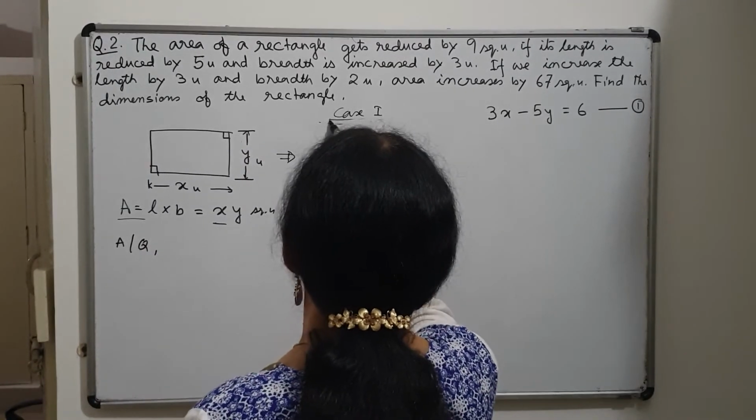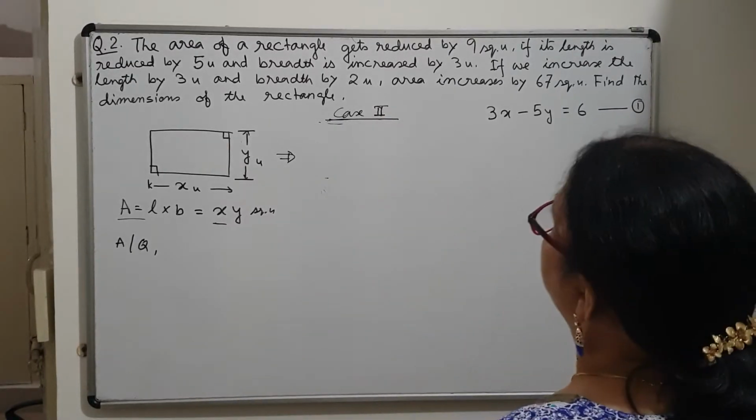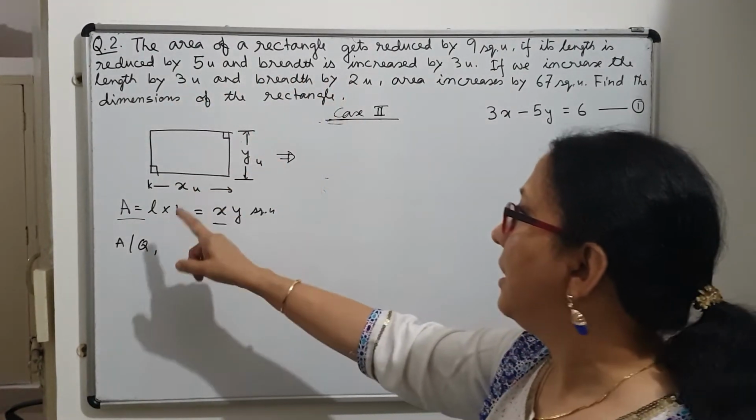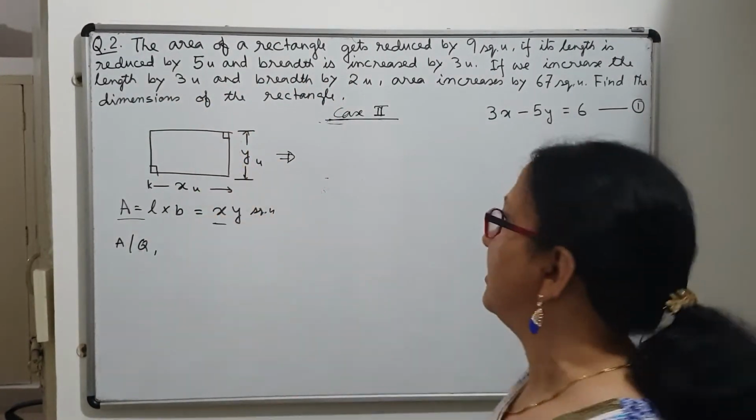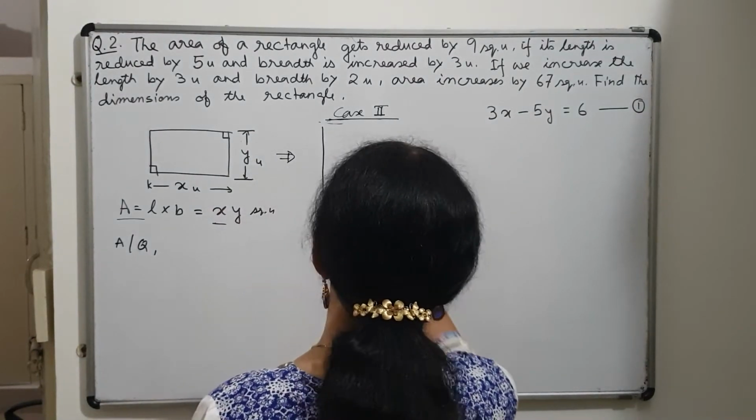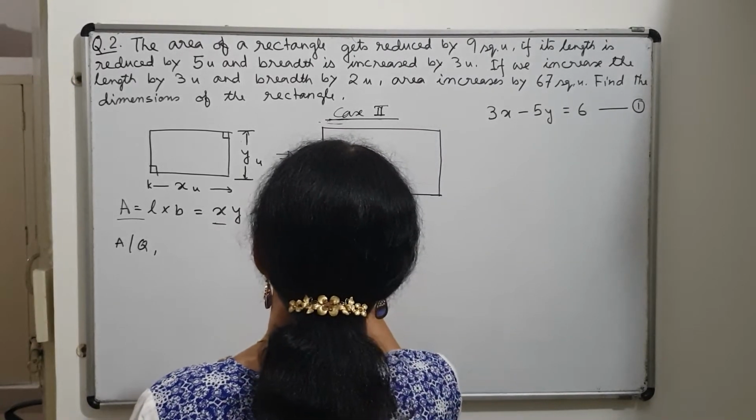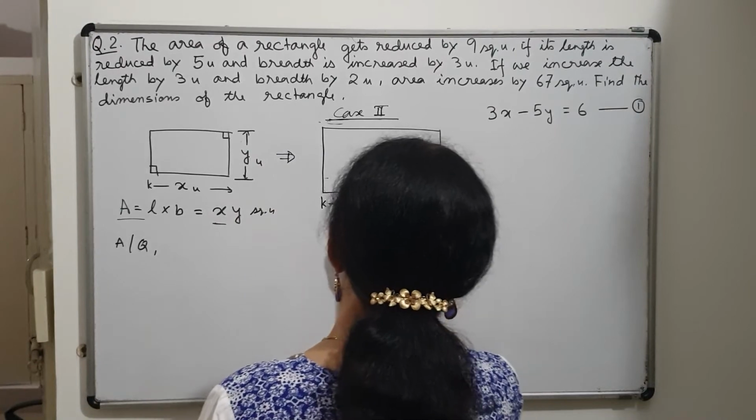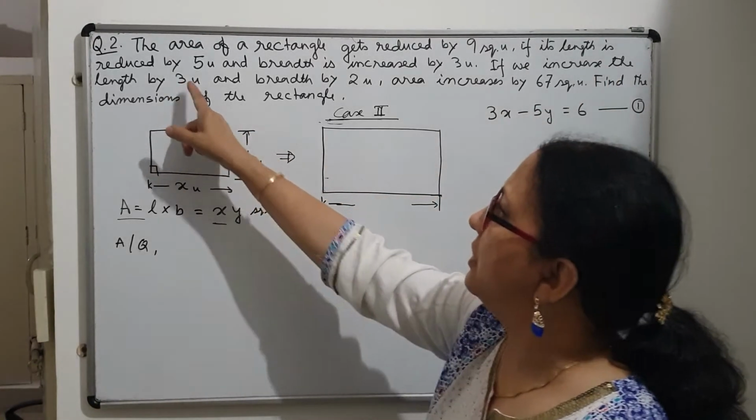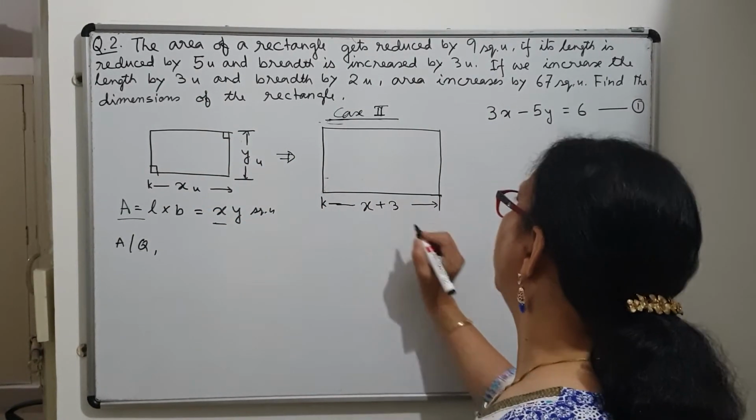So in case 2, what is that? If we increase the length by 3 units and breadth by 2 units, both length and breadth will be increased in this case. So what is the new length then? We have increased the length by 3 units. So the original is x, so the new length will be x plus 3 units.